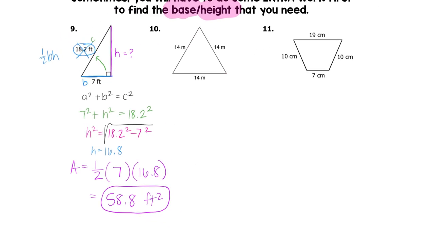Okay, let's look at number 10. So in number 10, we have a triangle. This looks like an equilateral triangle. I can tell it's equilateral because all the sides are equal. They're all 14. Now we have the base. The base is this bottom side here. That's 14. And once again, we do not have the height.